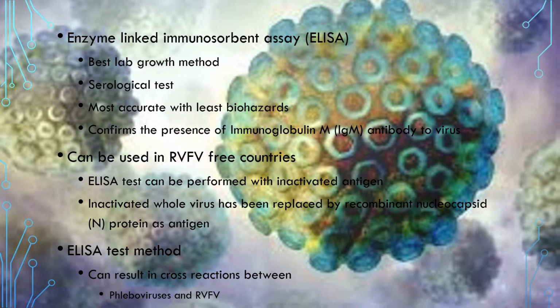This method may be used in Rift Valley fever-free countries, as the ELISA test can be performed with inactivated antigen. Recently, the use of inactivated whole virus has been replaced by recombinant nucleocapsid N protein as the antigen. However, the ELISA test method may result in cross-reactions between other flaviviruses and Rift Valley fever.